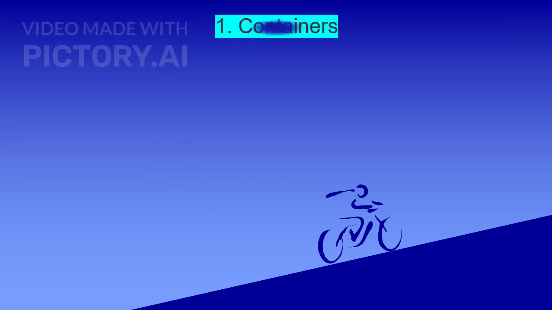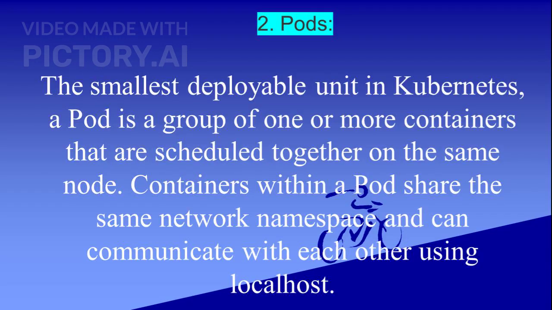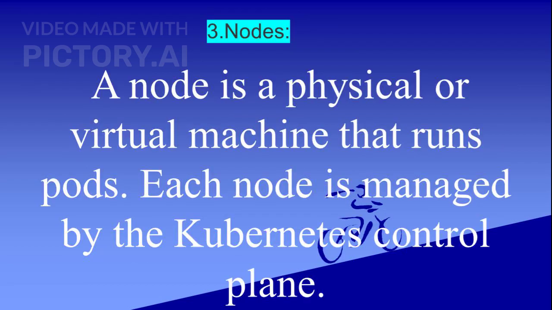Containers are lightweight, portable units that package an application and its dependencies. Docker is a popular tool for creating containers. The smallest deployable unit in Kubernetes, a pod, is a group of one or more containers that are scheduled together on the same node. Containers within a pod share the same network namespace and can communicate with each other using localhost. A node is a physical or virtual machine that runs pods.